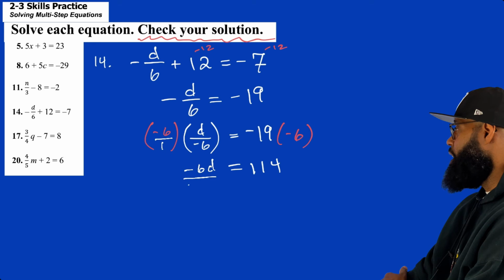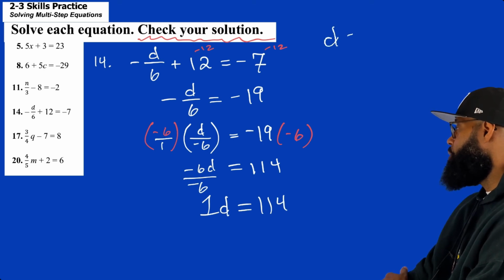Negative 6D is now on the top. Negative 6 is in the bottom, and guess what happens with the negative 6 and negative 6? They cancel each other, leaving you with 1. So 1D is equal to 114, or just D equals 114.